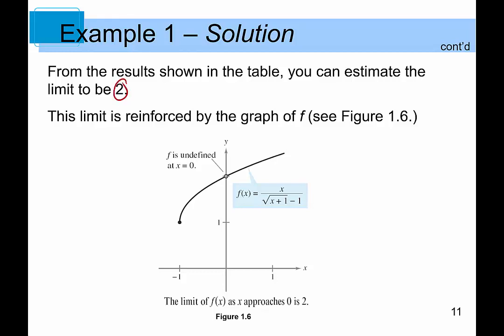Okay, so this limit is reinforced by the graph of f of x. So f is undefined at x equals 0. That's why I put a circle there. And at this particular point, this number is 2. On the left-hand side, this is getting closer and closer to 2. On the right-hand side, the number is getting closer and closer to 2 as well. That's why 2 is the limit of f of x as x approaches 0.